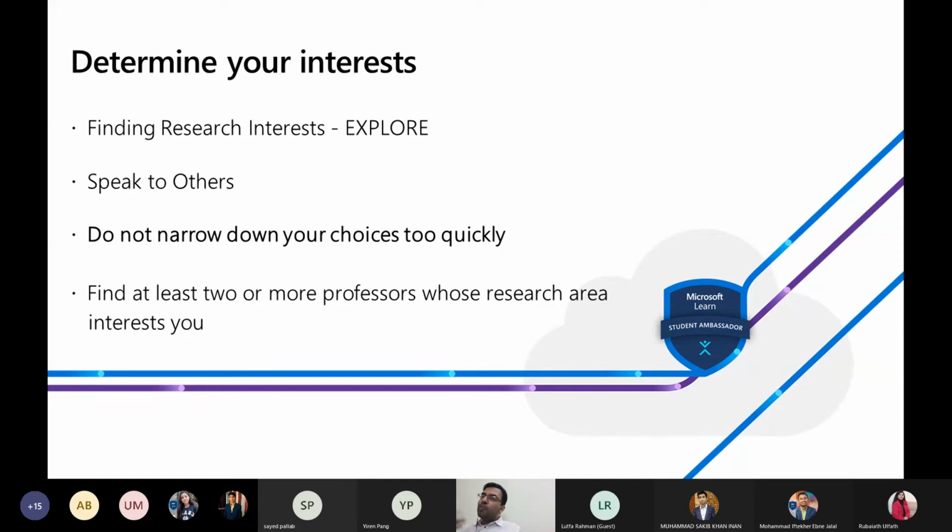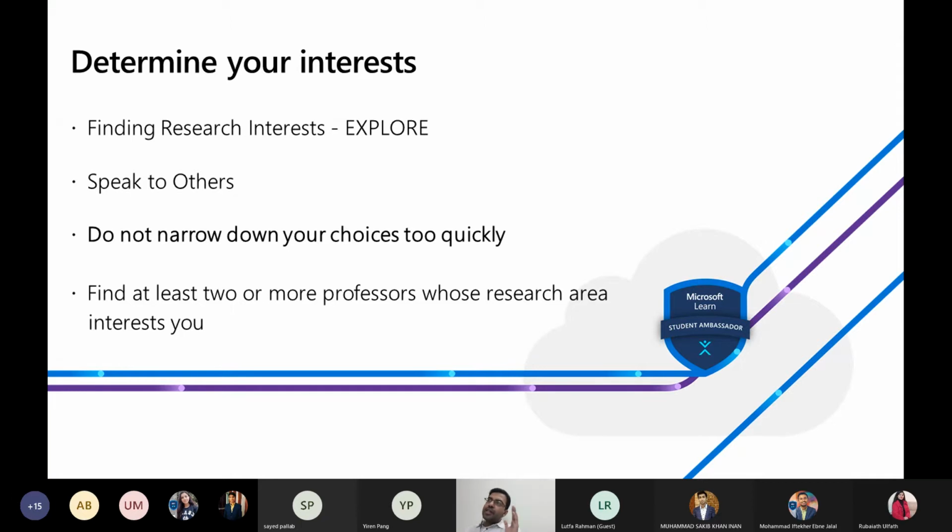Study the potential supervisors' websites. Know more about their research area, their interest, their recent publications. Speak to people, speak to the professors, speak to your seniors. Do not narrow down your choices that quickly. It's going to mislead you, because if you just pick something, after a while you may realize that you are not feeling anything, you are not feeling the connection. So that was a wrong decision, because you were hasty, right?